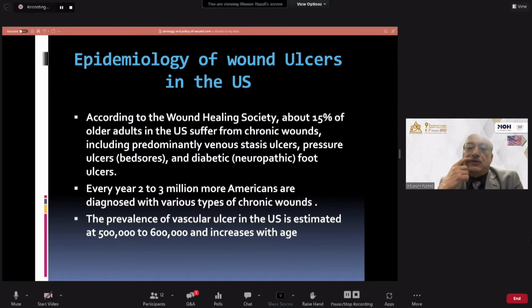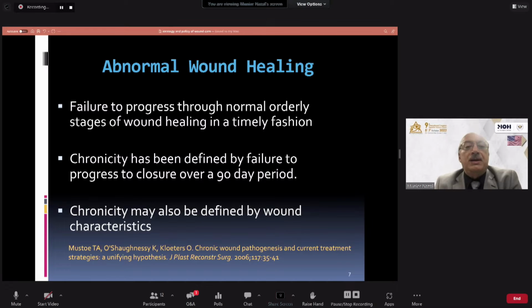About 15% of the United States population, especially the older population, will at one stage have a diabetic ulcer or a chronic ulcer or any type of ulcer. And almost every year, about 2 to 3 million Americans will have an ulcer. I'm sorry, I'm talking about Americans because this is most of the information I got here. I tried to get something about the Middle East, but unfortunately, we don't have good data about the Middle East. We have some data, not good data.